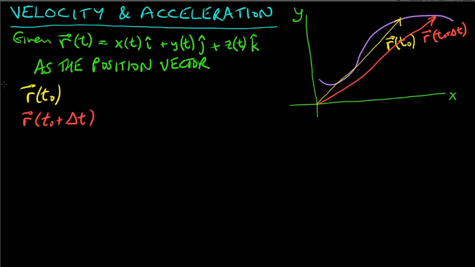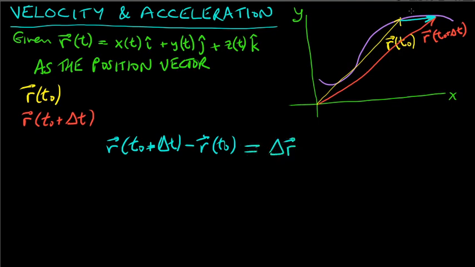And we can take the difference of those two vectors. So we can take r evaluated at t0 plus delta t, minus r evaluated at t0. You can see where this is going. That vector will be this here. Maybe I should give this a name. Let's call this delta r. So it's a small change in the position.